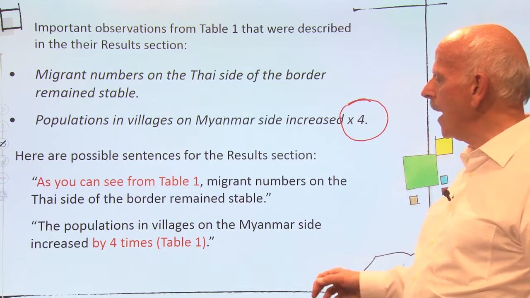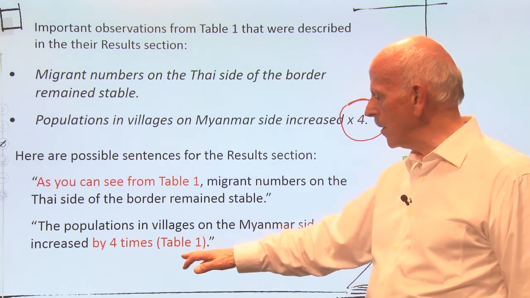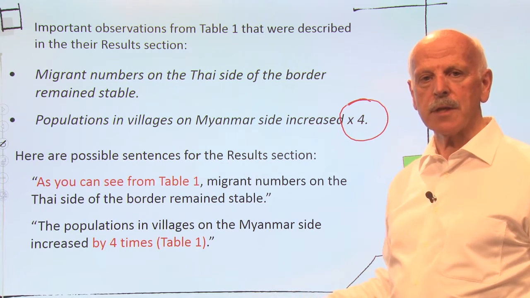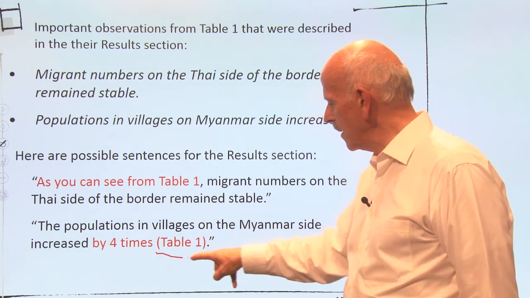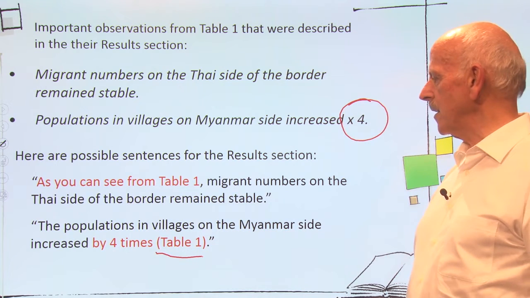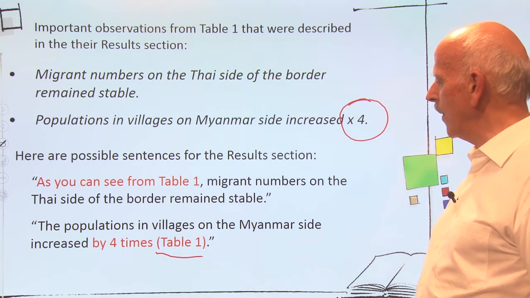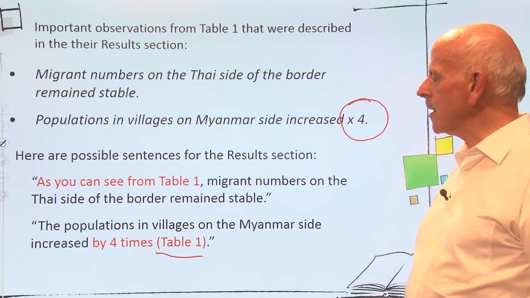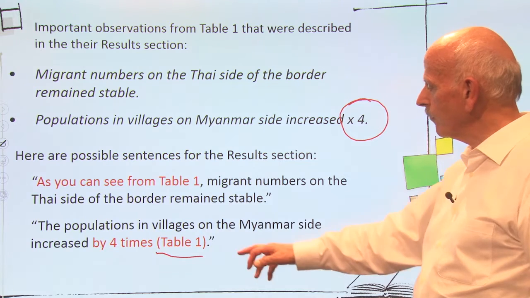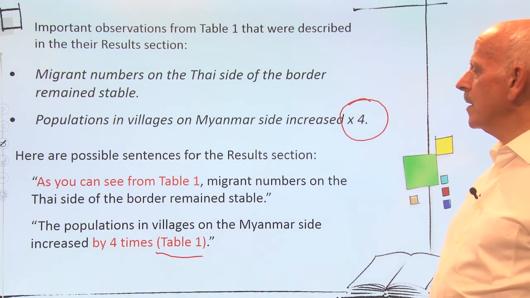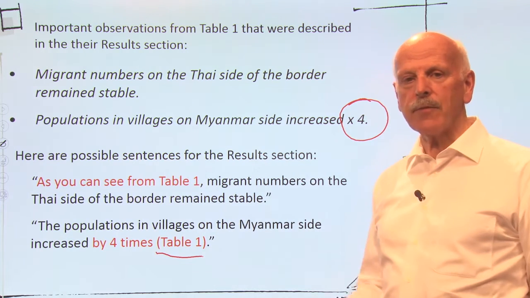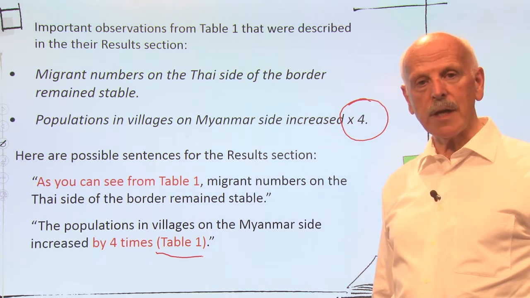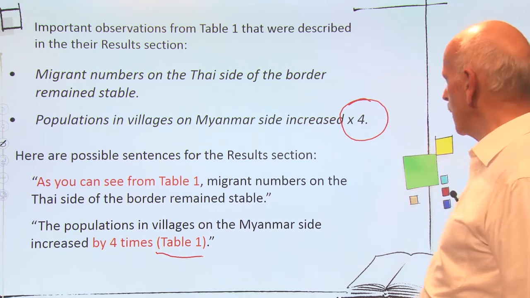Or we can keep the table information at the end or later in the sentence and put it in parentheses if necessary, which is what the second sentence here does. The populations in villages on the Myanmar side of the border increased by 4 times (Table 1). So we don't necessarily have to give a high profile for the table, but we have to identify it. It must be there somewhere in the sentence.